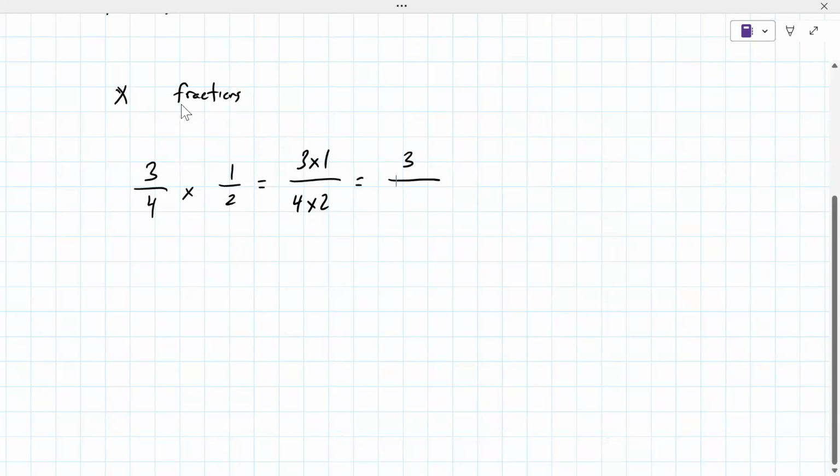Okay, I think we've got a disconnect here. When you multiply fractions, you just multiply the top numbers. 3 times 1 is 3, and the bottom numbers, 4 times 2 is 8. Does this look like something you've been working on? Yeah, it does, but we usually do the top and the bottom and then the top and the bottom.